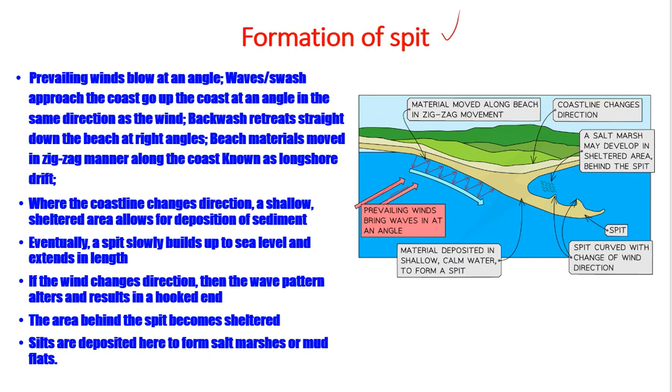So the swash comes in at an angle and it brings up materials up this coast. That process is called the swash. So the swash comes in at an angle, while the backswash moves the material back vertically into the sea. Now, this will cause the material to move in a zigzag manner.